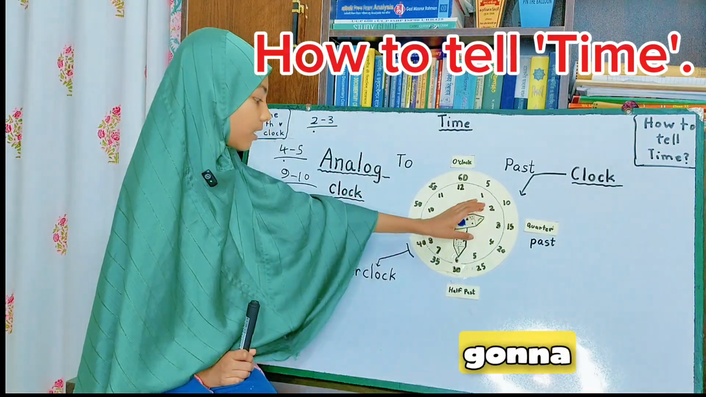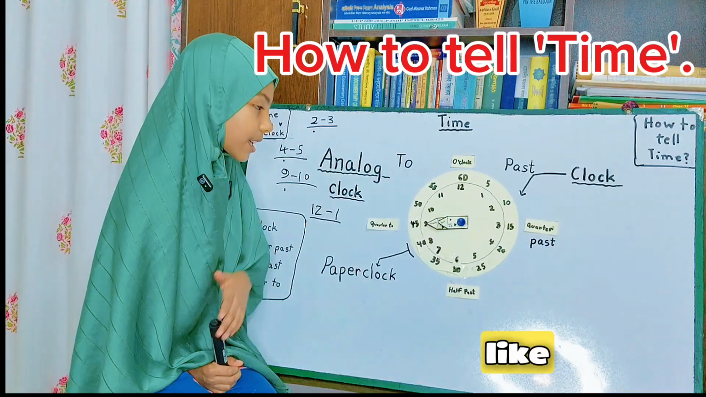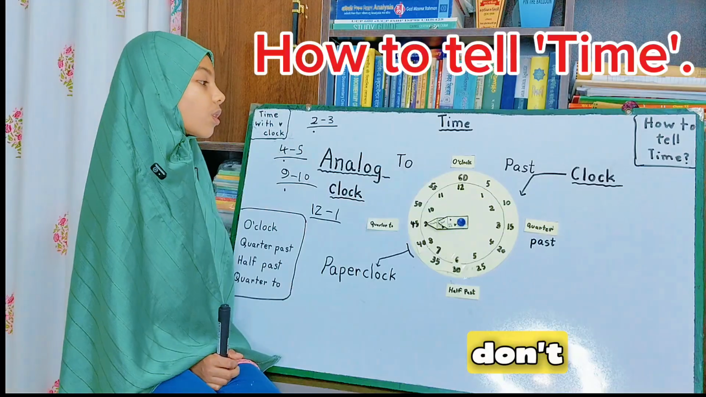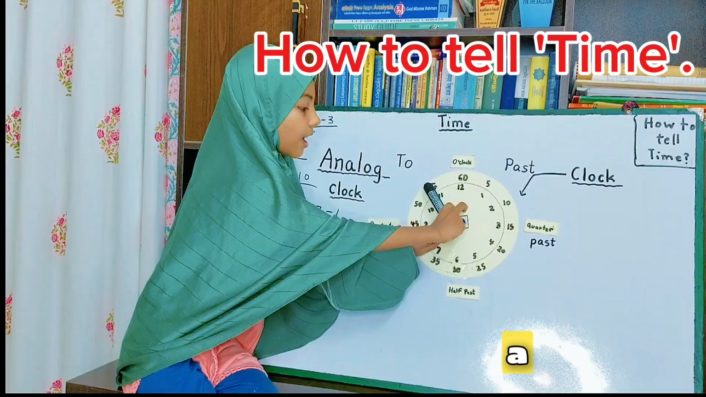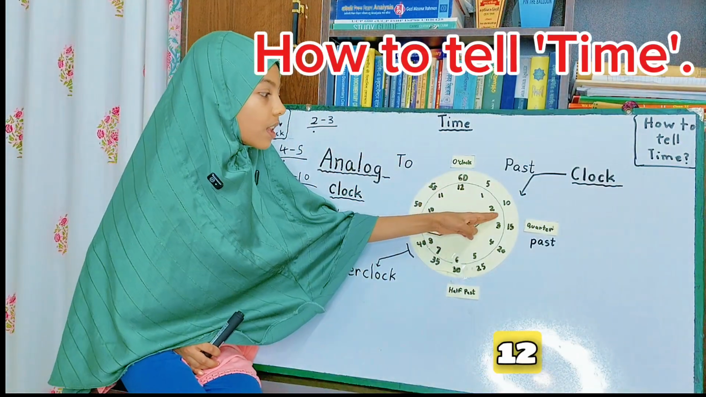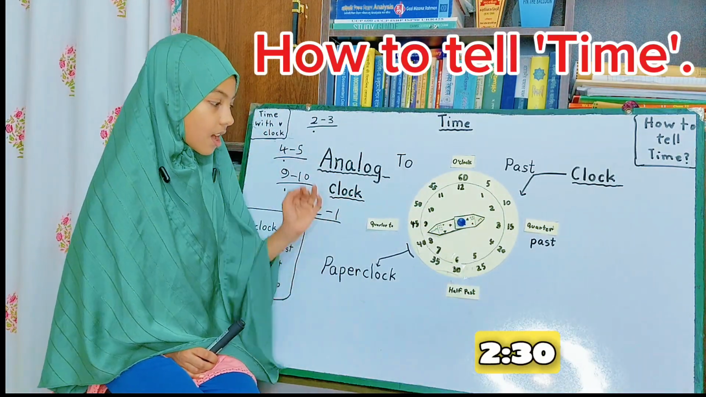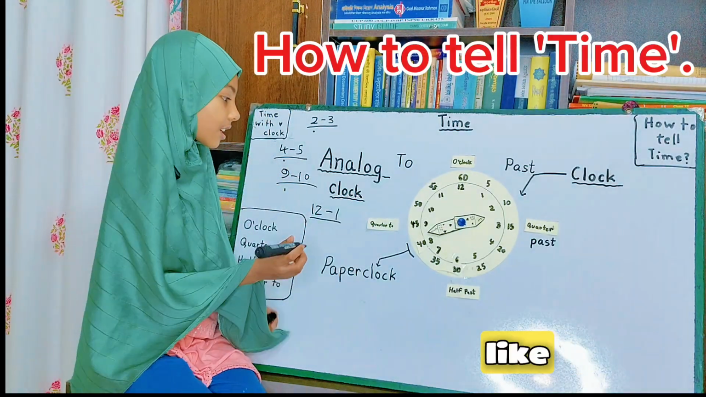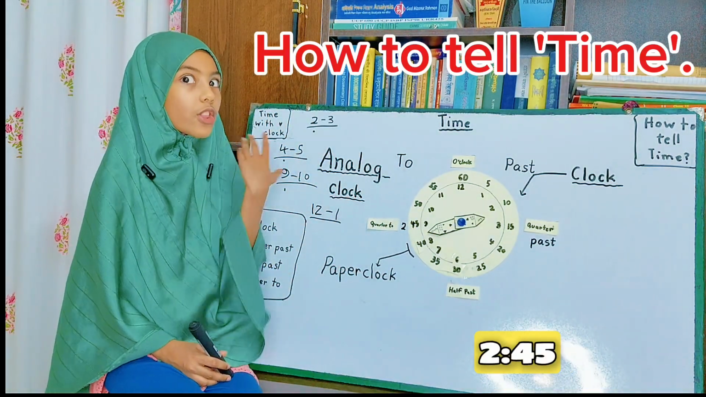So now, we're gonna learn about quarter to. This is a very tricky one. Trust me. Believe me. So, this is called quarter to. But we don't call it that when the minute hand is on 9 and the hour hand is a little bit before 3. It was quarter past 2, half past 2. Now, is it quarter to 2? No, that's quarter to 3.